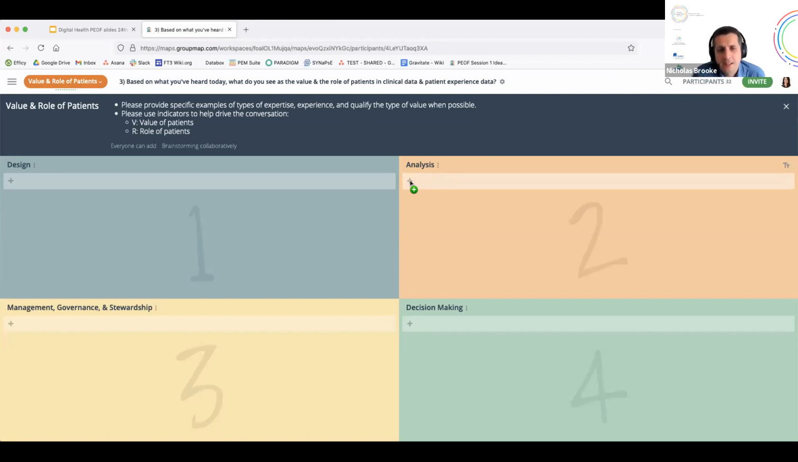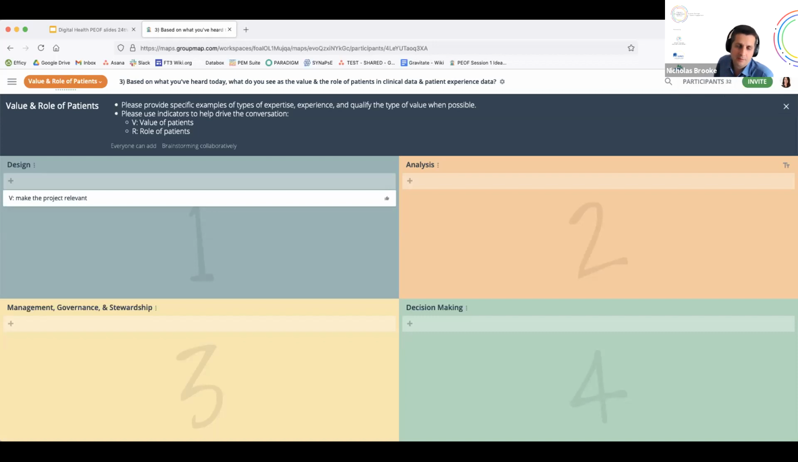So what could be these roles or the value patients would bring? You might articulate your answer either as a role or as a value, and you will see it in the 4 boxes that you see: design, analysis, decision-making, or management, governance, and stewardship. So please be specific with a V for value or R for role of patients. We can start to capture that.